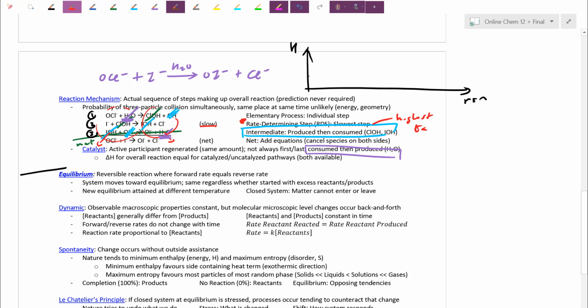So I have a 3-step pathway. Maybe the first one here was relatively easy. The second one, whoa, really, really high. Then the third one, relatively easy. They always like asking this question here.